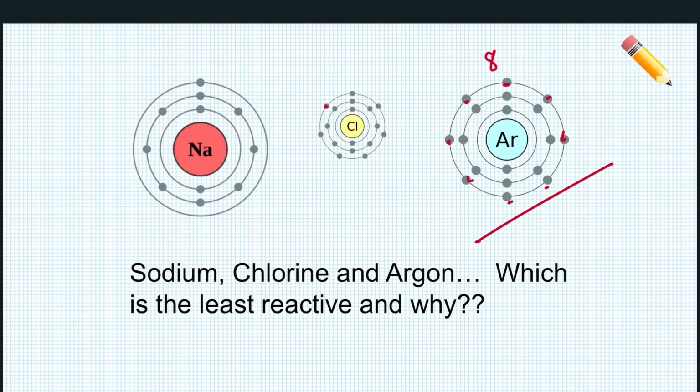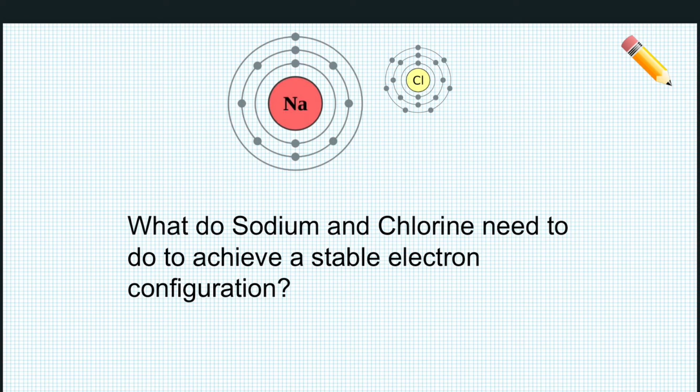So it is stable. Chlorine has 1, 2, 3, 4, 5, 6, 7. So that needs to gain 1. And sodium has 1, so that needs to lose 1 in order for it to become as stable as it possibly can be. What do sodium and chlorine need to do to achieve a stable electron configuration? Well, sodium needs to lose 1 electron and chlorine needs to gain 1 electron. Maybe this 1 electron can transfer from sodium to chlorine, and that will make both atoms more stable. And in fact, that's what happens, and that's what this lesson's about.